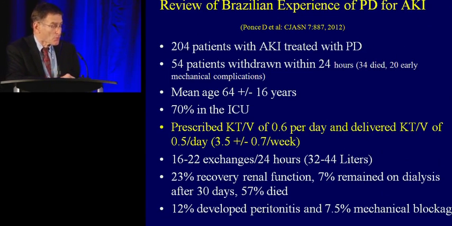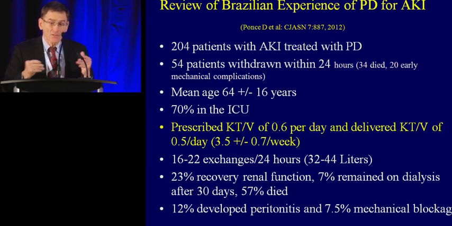Her last paper is one that's published in 2012 in CJASN, which summarizes results from Brazil over the preceding 3 or 4 years. There were 204 patients with AKI treated with PD. The prescribed dose is shown there, which was high. Delivered dose was about 0.5 Kt/V, 3.5 per week. She's using 16 to 22 exchanges per 24 hours. And the results, again, are what I described, typical for what you'd see in an intensive care unit, and the complication rate is relatively low.